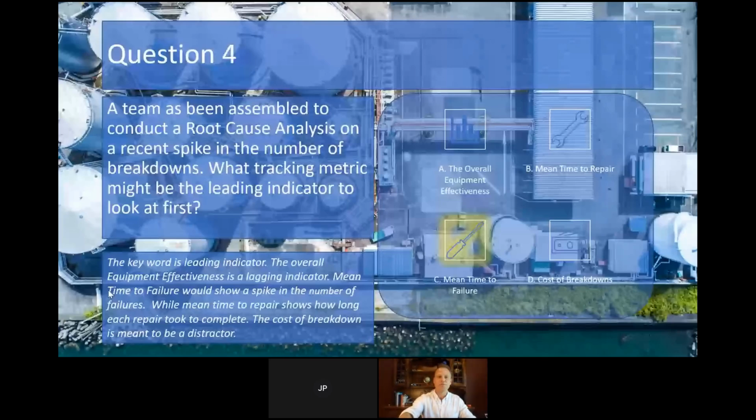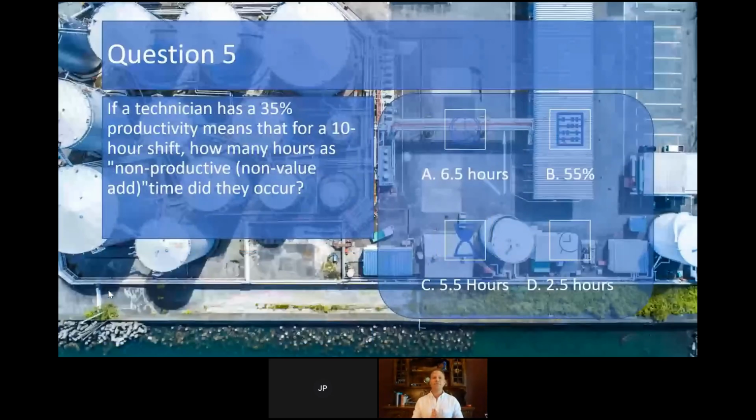Okay, very good. Last question. If a technician has a 35% productivity, meaning that in a 10-hour shift, how many hours of non-productive, non-value-added time did they incur? Was it 6.5 hours? Was it 55%? Was it 5.5 hours or 2.5 hours? So this would be one of the math questions. I'm going to start the timer now.